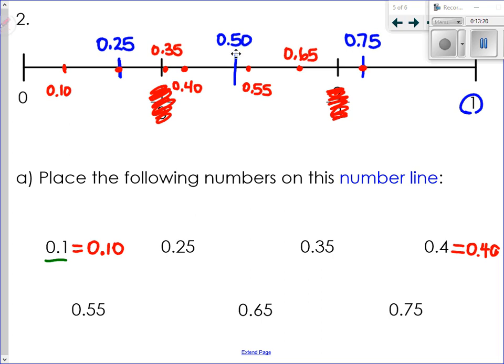Okay. Now I can see which is the greatest number. Well, it's the one furthest to the right. So 75 hundredths is the greatest number. What is the smallest number? 10 hundredths, the furthest left. Right.